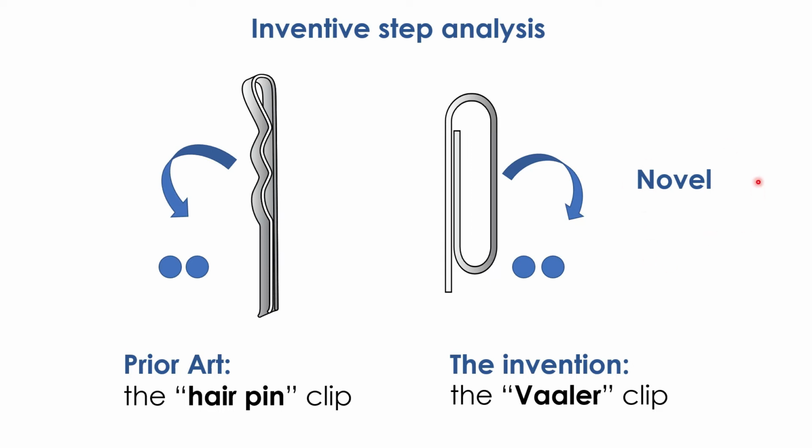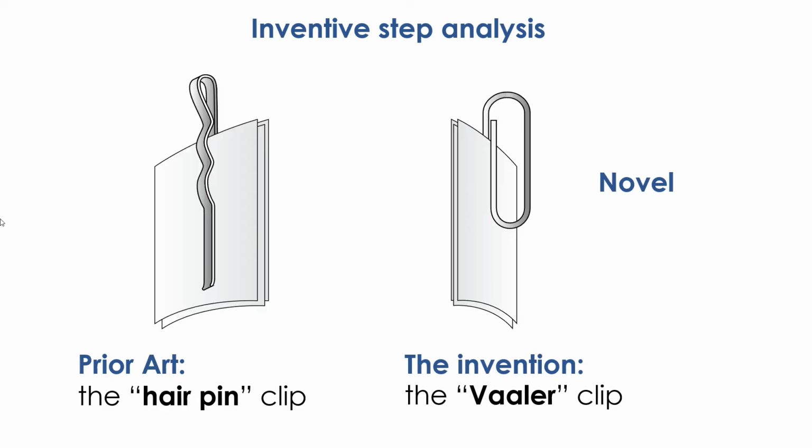But let us examine whether or not that novel feature of the Valor clip will provide such invention the so-called inventive step. In assessing the inventive step of a particular invention, I usually look for an advantage it can perform over its prior art. Now here I am trying to compare how the Valor clip performs in holding multiple sheets of paper compared to that of a hairpin.